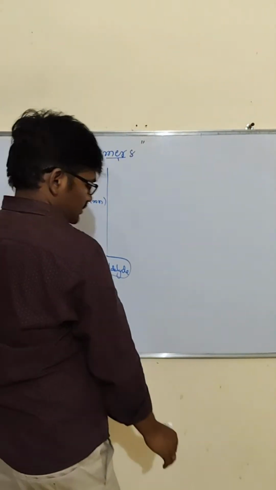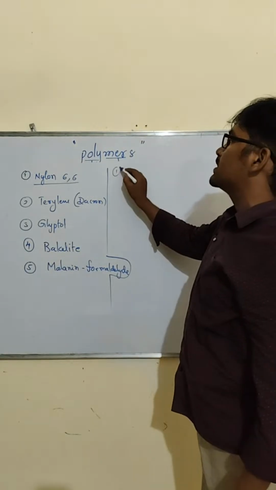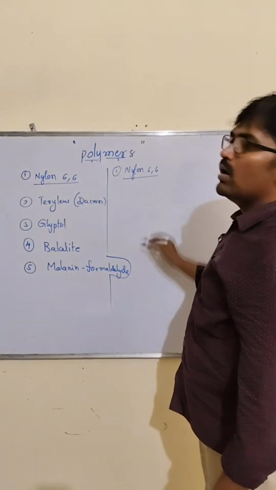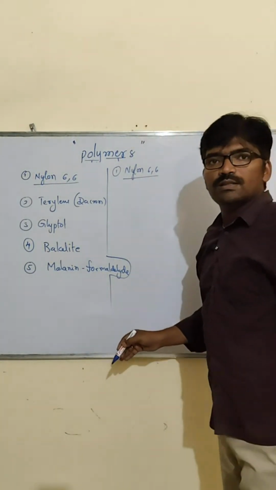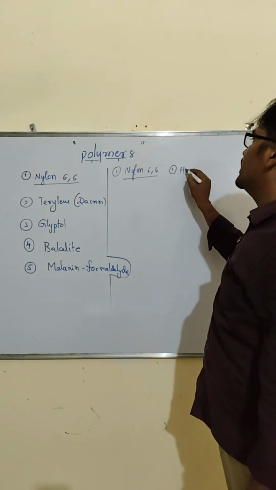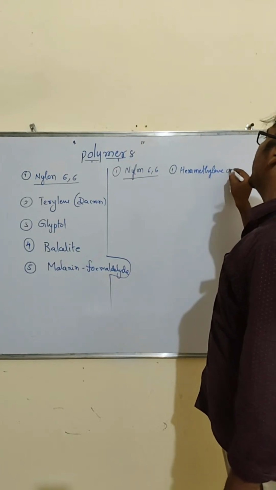So look at, my dear students, look at all the polymers one by one. So first one, in case you take nylon 6,6, what are the monomers of nylon 6,6? Number one is hexamethylene diamine.